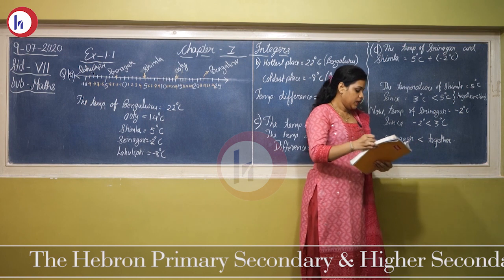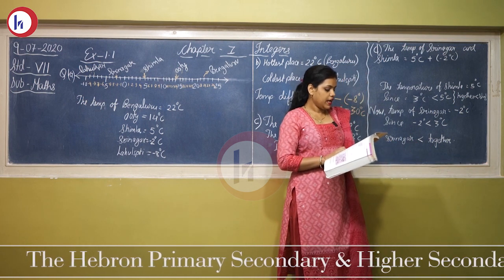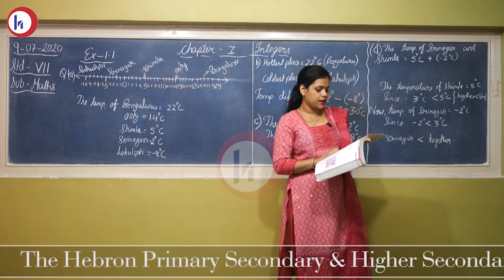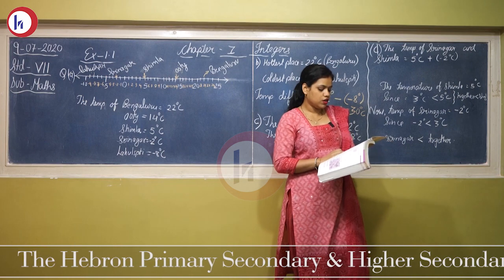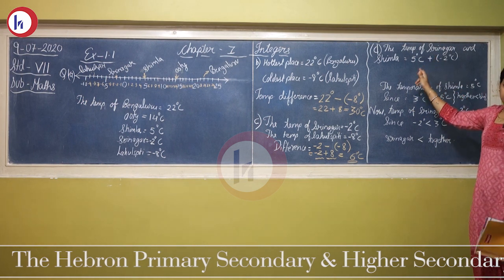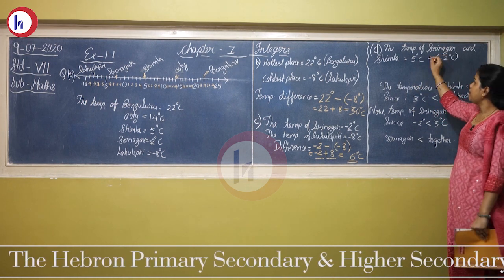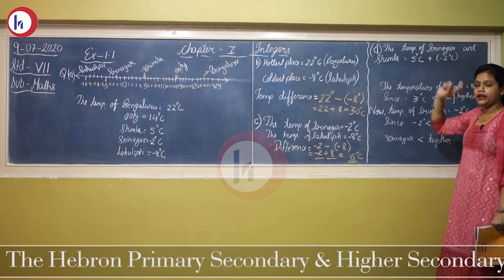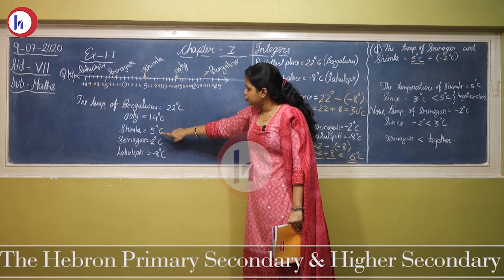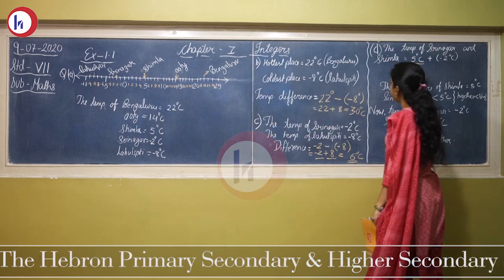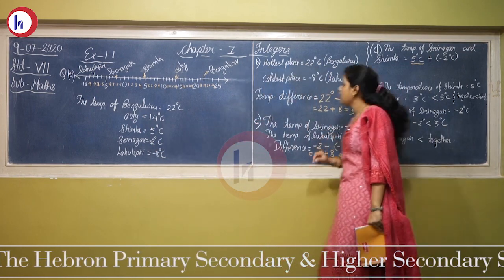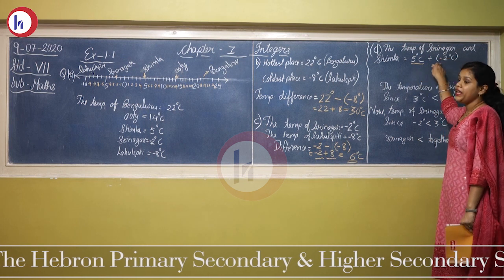Now coming to our D question of question number 1. Can we say the temperature of Srinagar and Shimla taken together is less than the temperature of Shimla? It is also less than the temperature at Srinagar. Now what we are going to do here is we have to compare the temperature of Srinagar and Shimla taken together. So first we have taken the temperature of Shimla, that is 5 degree C, and Srinagar. What is the temperature of Srinagar? Minus 2.